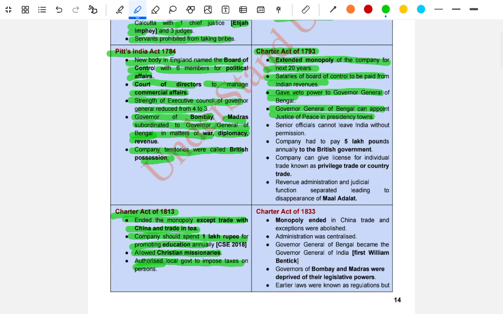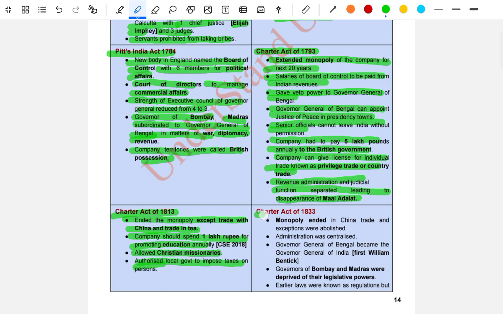Senior officials couldn't leave India without permission. The company had to pay 5 lakh pounds annually to the British government. The company could give licenses for individual trade, known as privilege trade or country trade. Revenue administration and judicial functions were separated, leading to the disappearance of the Mal Adalat.